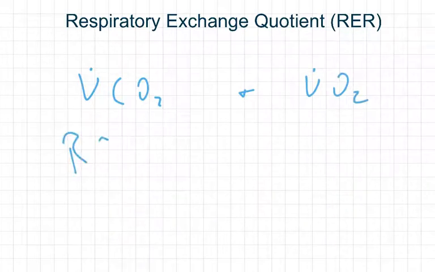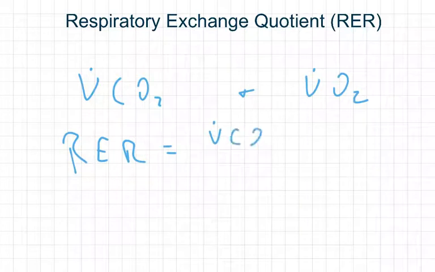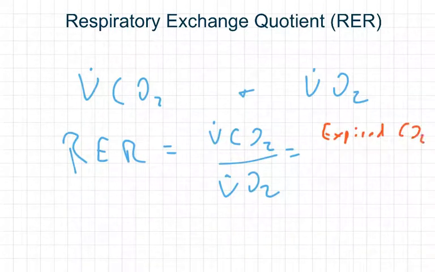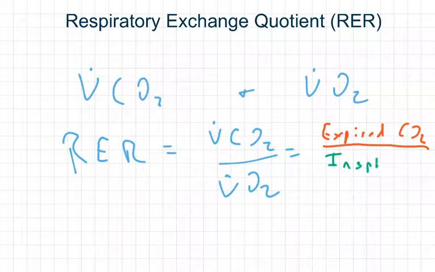And the equation for RER is VCO2 over VO2. What we're saying is we're creating a ratio of the expired CO2 over the inspired oxygen, or O2.